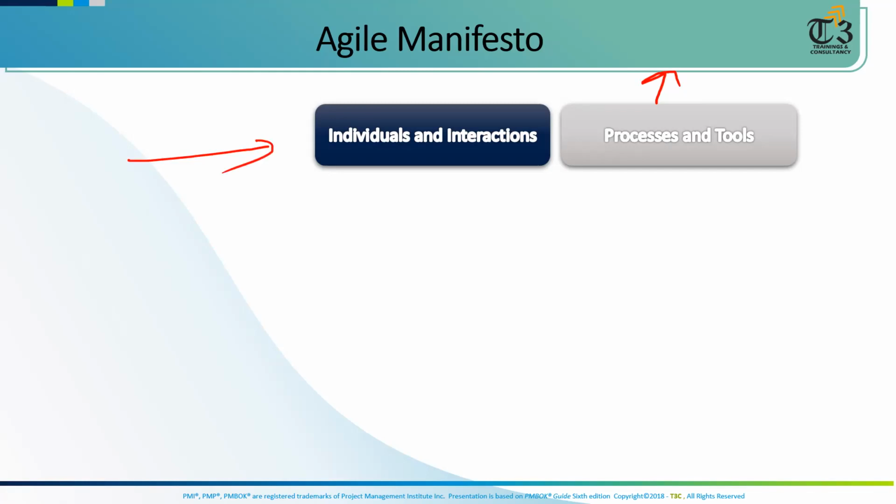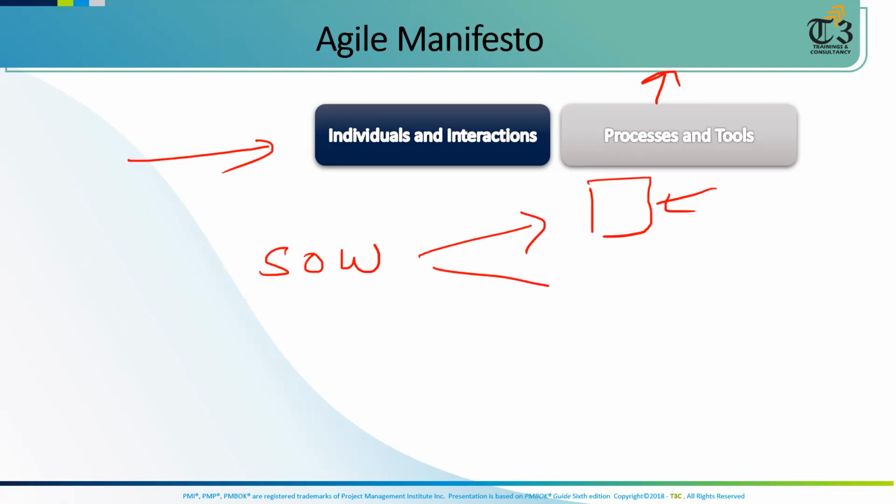Individuals and interactions are more important, because once people sit together, they interact together, they can make a better solution. If I ask you a question: you guys are giving me a project scope of work, what is better to do? Collect the scope of work by showing you a template, or by asking you an open field where you provide your requirements? So which option is better, option one or option two?